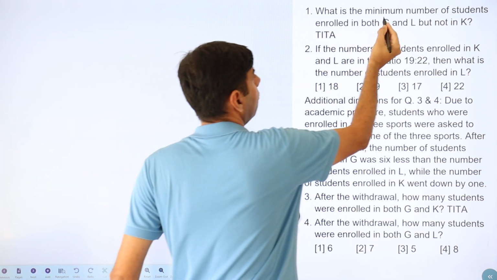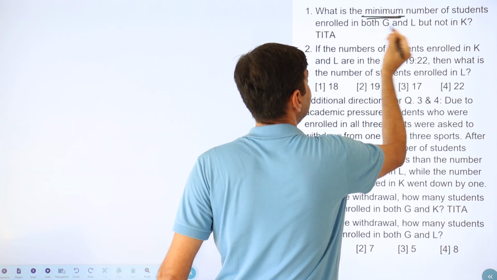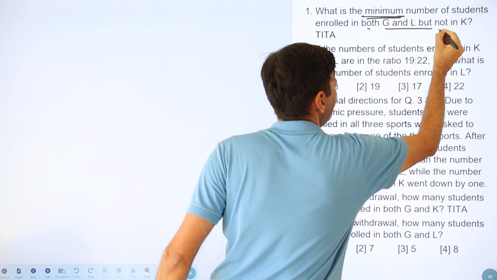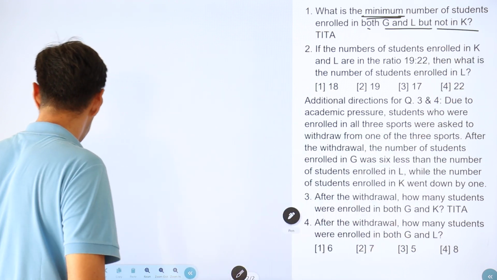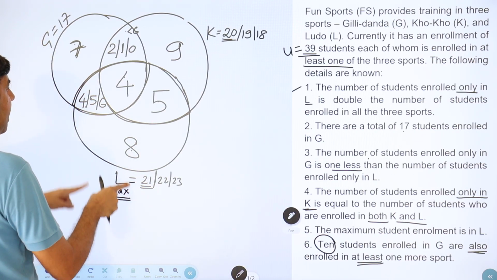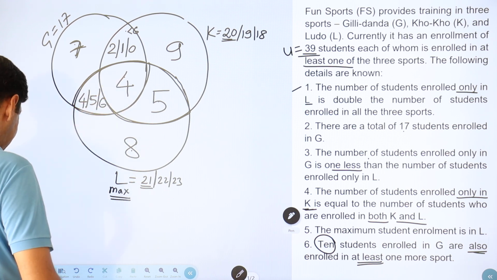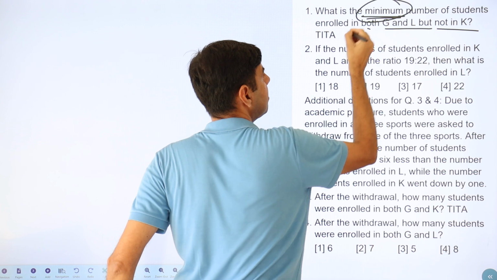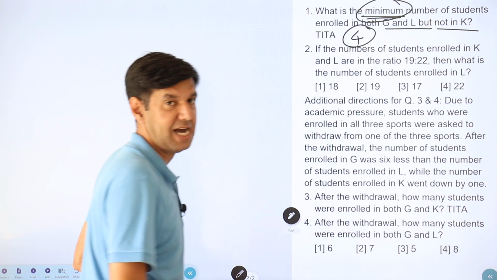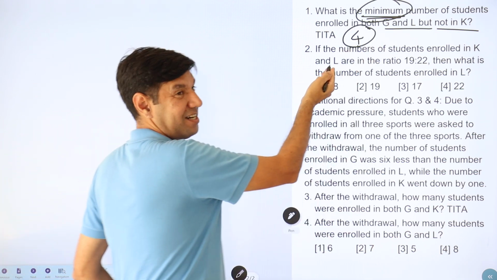Let's go to the question. What is the minimum number of students in both G and L, but not in K? Only G and L. So if I look at G and L, only G and L without K, that's 4, 5, 6. The question is asking us the minimum number. So that is a direct 4 is the answer. This was a ridiculous question.